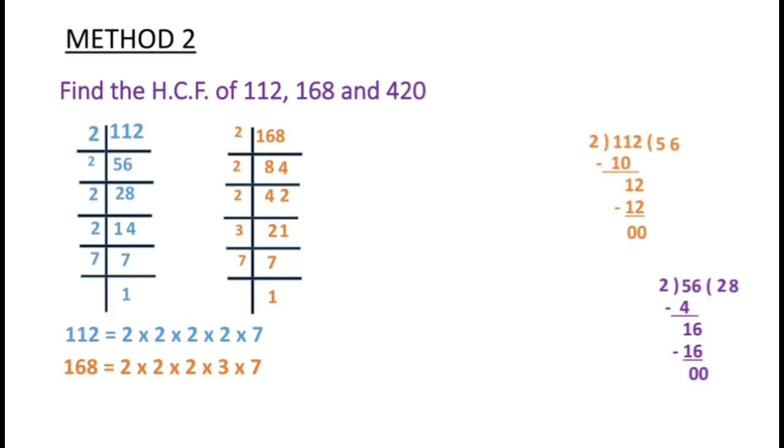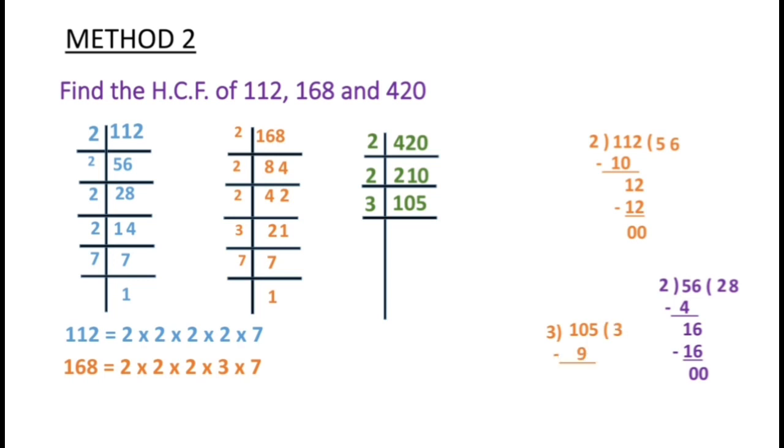Now let us find the factors of 420. 420 can be divided by 2 table. 2 2s are 4, 2 1s are 2, 2 zeros are 0. 2 1s are 2, 2 zeros are 0, 2 5s are 10. Now 105 cannot be divided by 2 table. So what we will do? We will take 3 table.